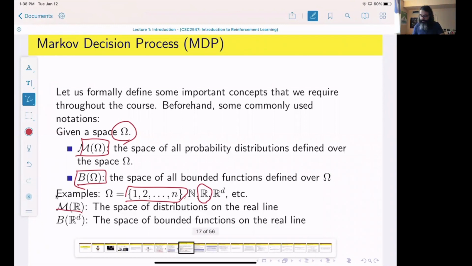And the other is B of R. Okay, so this should be without D. B of R would be the space of bounded functions on the real line. I'm sure you're familiar with all these notations: natural numbers, real numbers, and D-dimensional Euclidean space, where D can be a number like 5 or 10 or 1,000. So these are some notations.